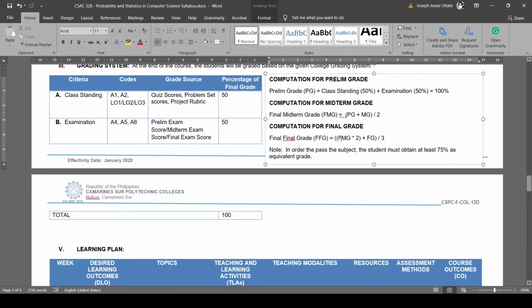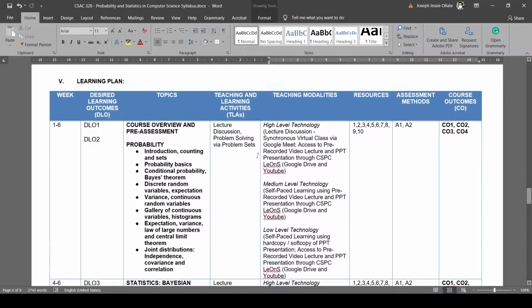For the computation of the final grade, we'll have the final midterm grade multiplied by 2, add the final grade, which will follow this formula also, and then divide by 3. In short, your final grade is an average of prelim, midterm, and final grade. In order to pass the subject, the student must obtain at least 75% as equivalent grade.